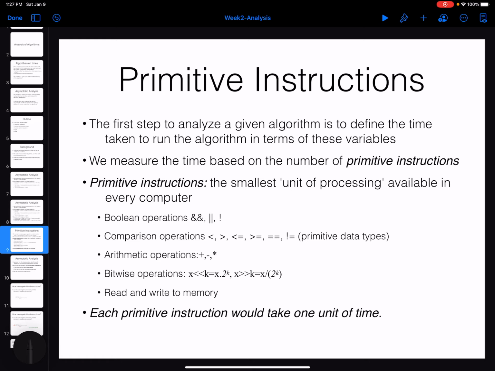So when you are comparing two numbers, or two Booleans, or some primitive data types, less than, greater than, equal, not equal, all the arithmetic operations, all the bitwise operators, and reading and writing to the memory. So these are the primitive instructions in any modern computer.